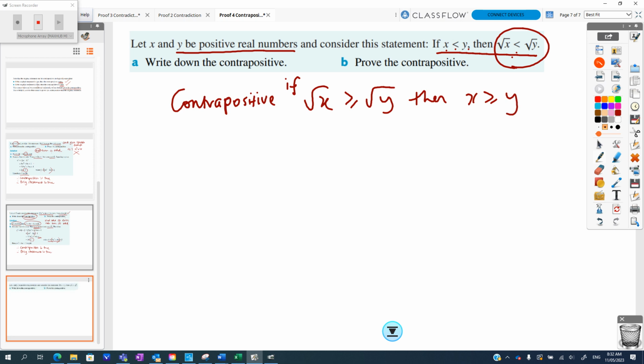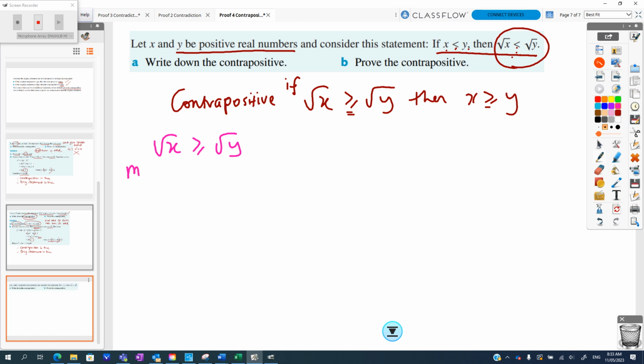So we prove, start with the second statement, the opposite of less than is greater than or equal to. Okay, so that's the first part. Now, I'm going to show you two different ways. One's really neat. So I've got root x is greater than root y.